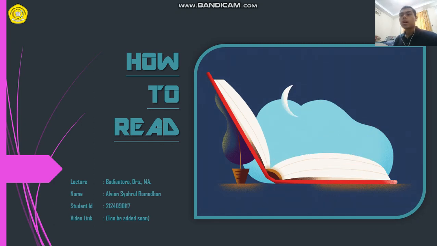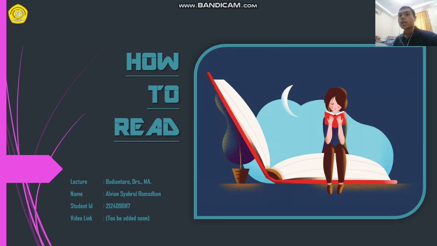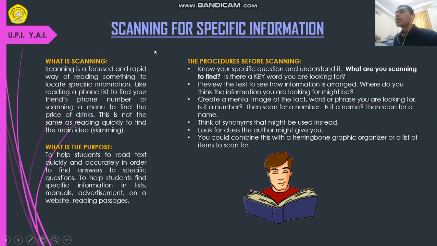Today I would like to present to you about how to read. Before we start, there are three main topics that I will explain to you. The first one is scanning for specific information. Second is activating prior knowledge, and the last is story map. Okay, let's get started.